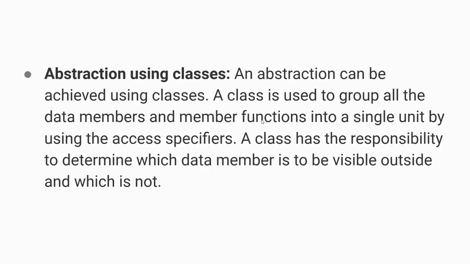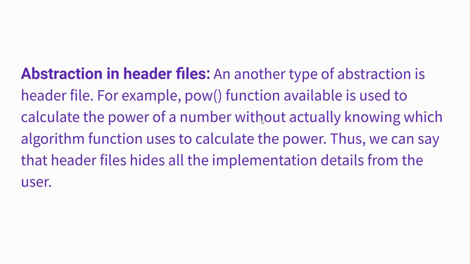Abstraction using classes. Abstraction can be achieved by using classes. A class is used to group all the data members and the member functions into a single unit by using the access specifiers, meaning public, protected, private. A class has the responsibility to determine which data member is to be visible outside and which is not. What is not visible will be kept in the private, and what should be visible outside is kept under the public access specifier.